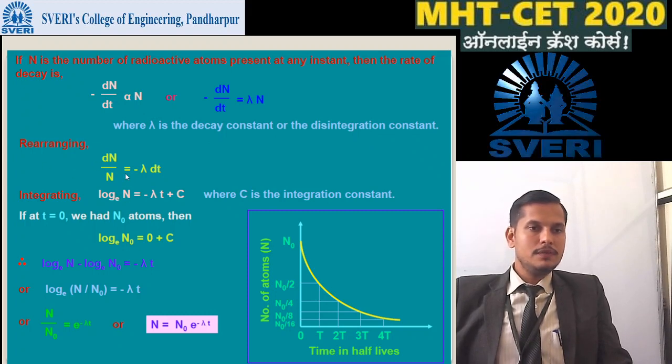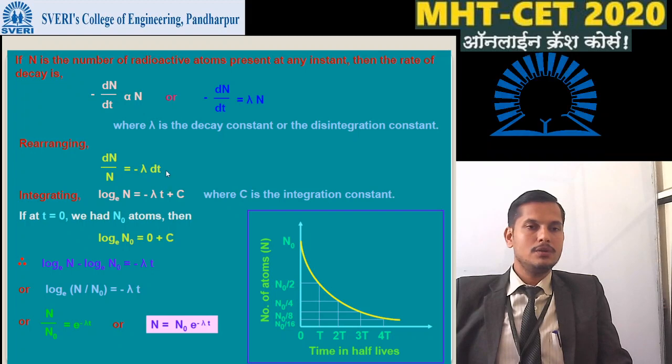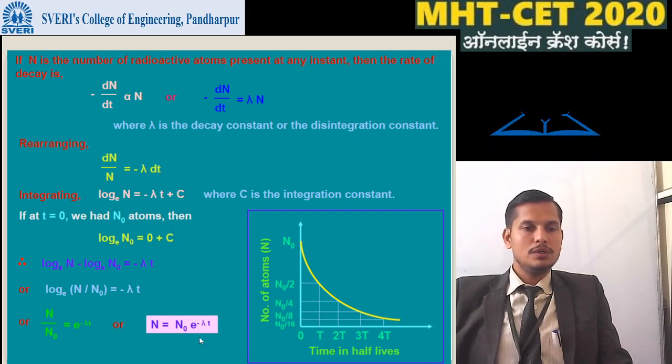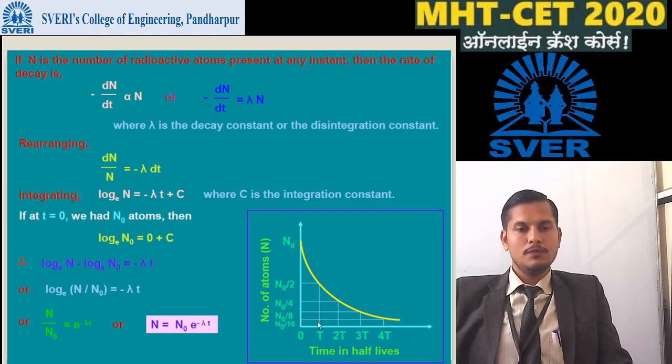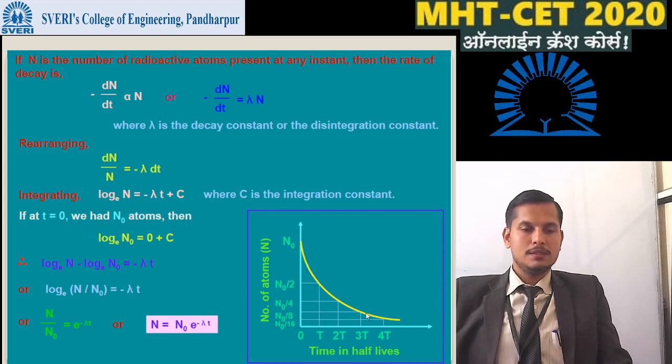Then rearranging this, we get dN by N is equal to minus lambda dt, and on integration we get this equation. If at time t equal to 0 we had N0 atoms, then log N0 is equal to 0 plus c. Adjusting these terms, we get the last one, that is N is equal to N0 e raised to minus lambda t. If we check the figure, the time in half-lives goes from N0 to N0 by 2, N0 by 4, N0 by 8, etc. So we can see this slow and steady decrease.